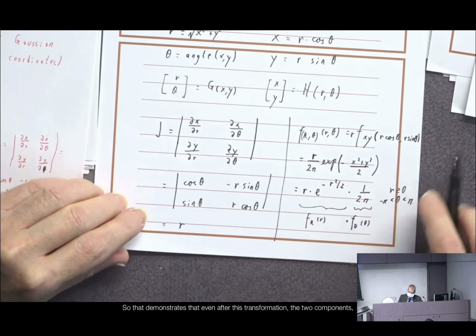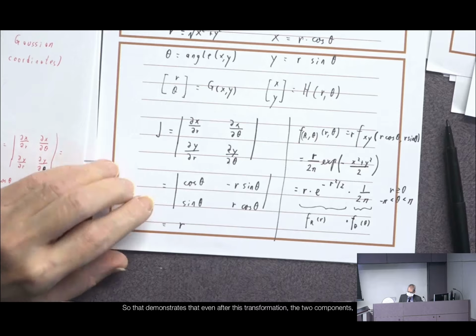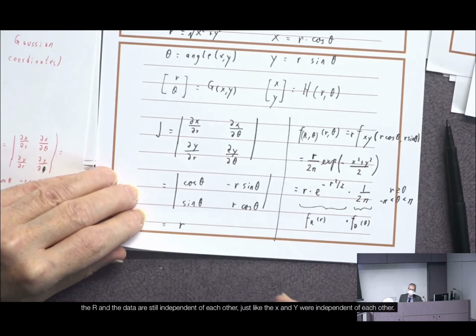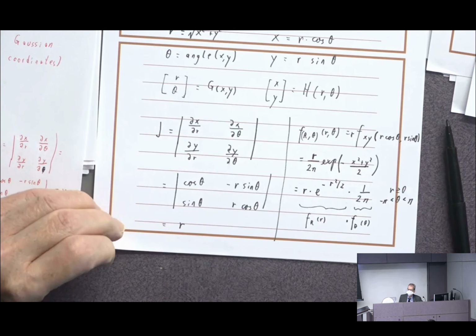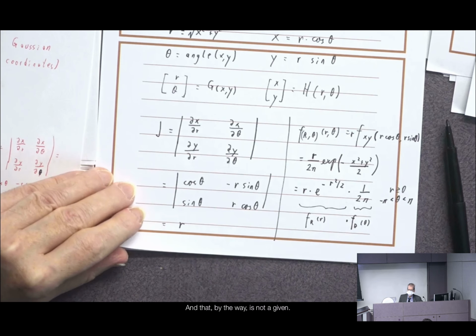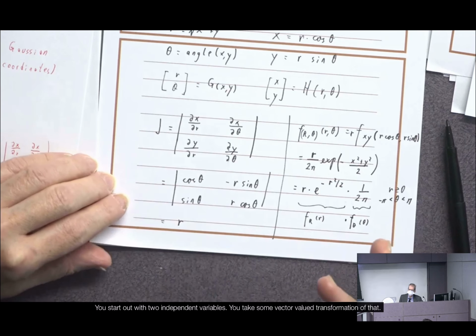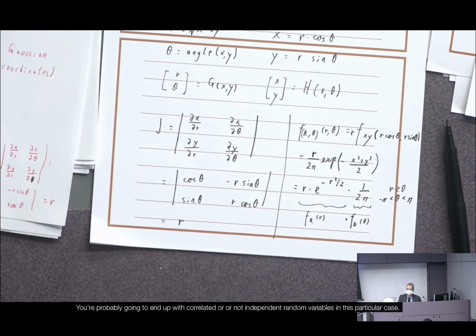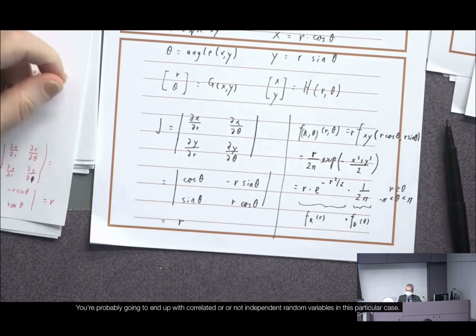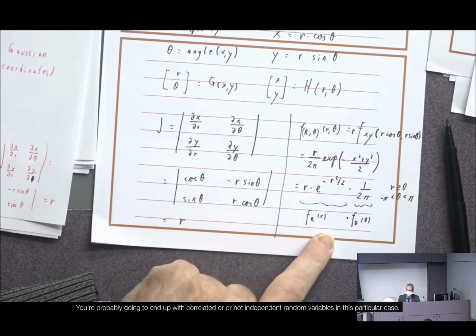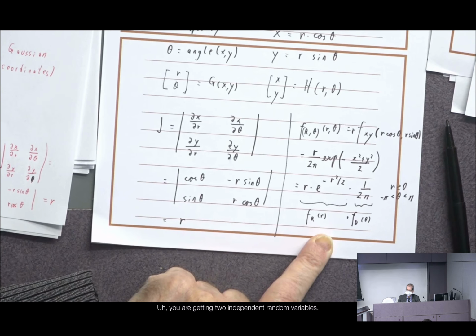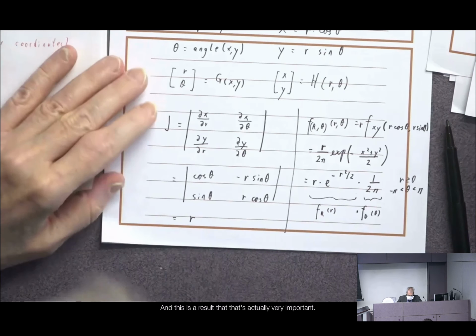So that demonstrates that even after this transformation, the two components, the r and the theta, are still independent of each other, just like the x and y were independent of each other. And that, by the way, is not a given. And in the general scheme of things, you're not going to experience that. Right? You start out with two independent variables, you take some vector-valued transformation of that, you're probably going to end up with correlated or not independent random variables. In this particular case, you are getting two independent random variables. And this is a result that's actually very important.